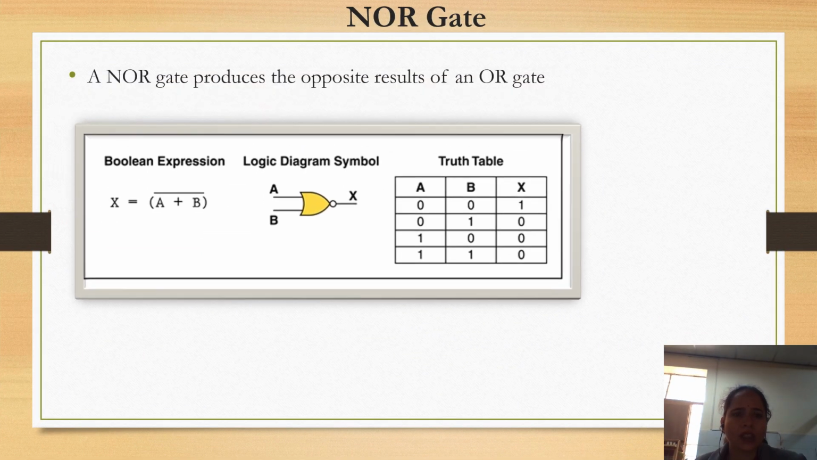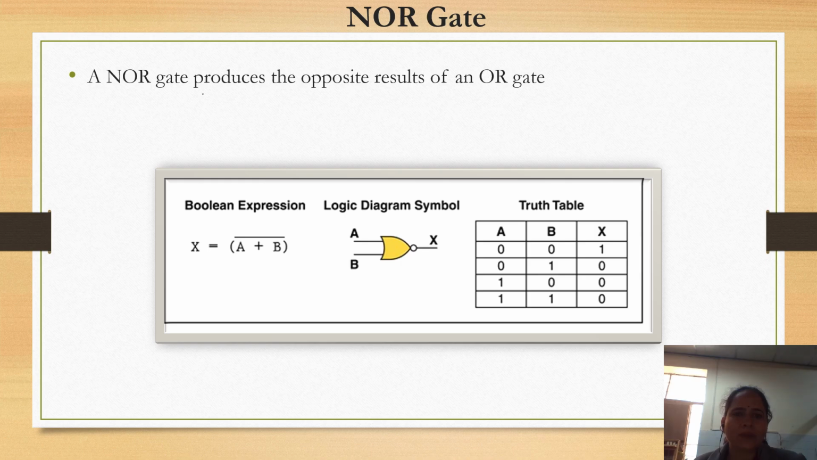Now NOR gate. NOR gate basically produces the opposite results of the OR gate. Means, as the name suggests, we first calculate the OR and then complement it using the NOT gate. Okay, so this is the OR gate, and after calculating the output, we apply the NOT gate on the output. And this is the basic equation: a plus b and its complement.